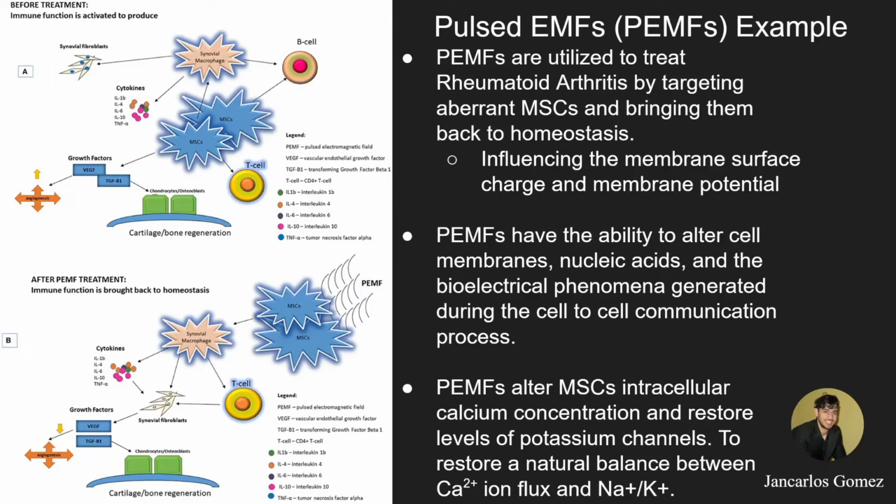In the image on the left, we can observe that prior to pulsed EMF treatment, the performance of the immune system was hindered due to abnormal mesenchymal stem cells. But once pulsed EMFs were utilized on these mesenchymal stem cells, proper immune system function was restored.